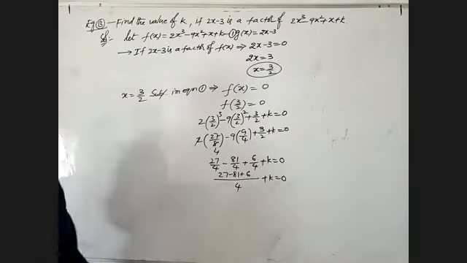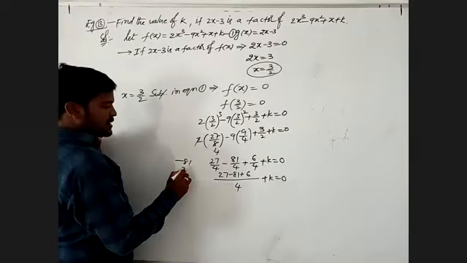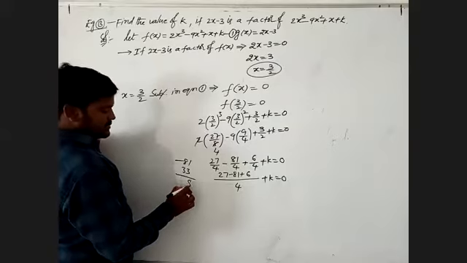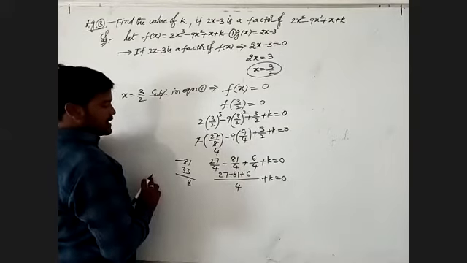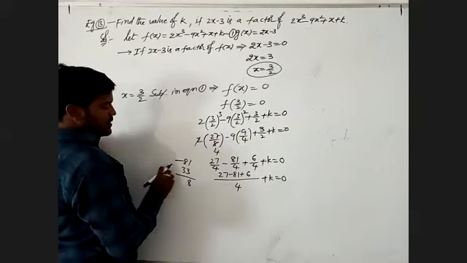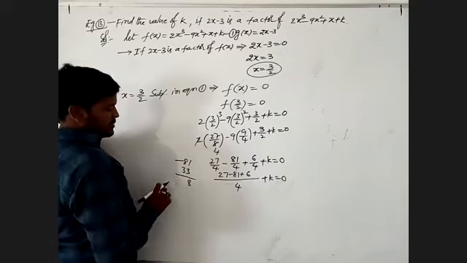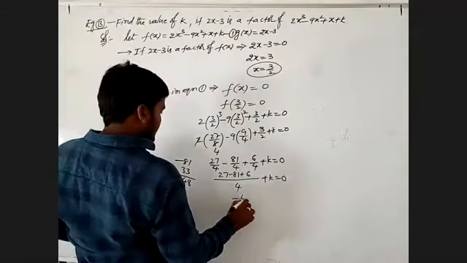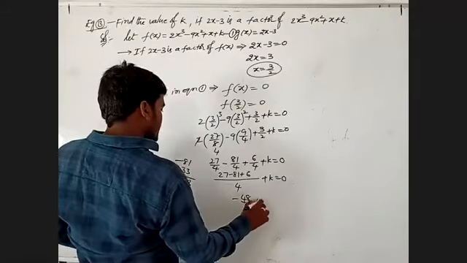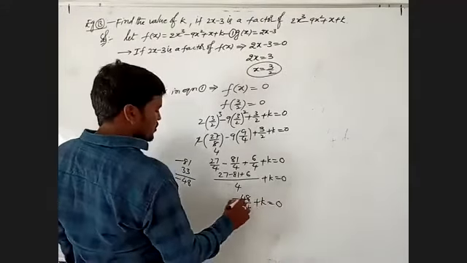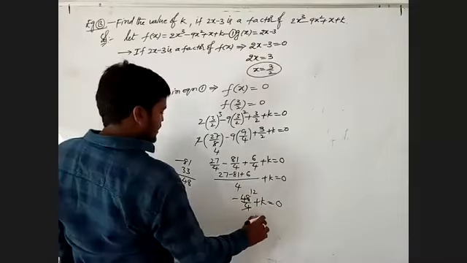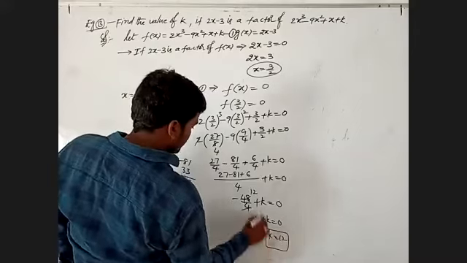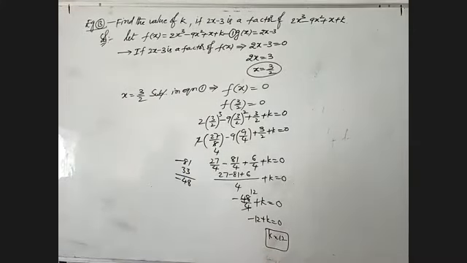27 plus 6 is 33, 33 minus 81 is minus 48. After that, the given value is minus 48 by 4 plus k is equal to 0. 4 ones, 4 twelves, minus 12 plus k is equal to 0. Then k must be equal to 12. This is the given value of k.